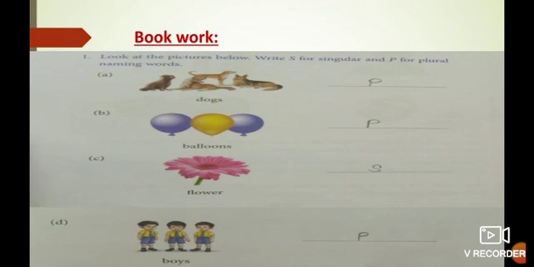See the first picture, dogs are there. You can see there are 4 dogs. So naturally it will be plural. Again balloons. Again 1, 2, 3. 3 balloons are there. So it's plural. Now flower. We can see only one flower is there. So it's singular. Next is boys. Again 3 boys are there. So we'll write P. So wherever there is singular, you have to write S. Wherever there are plurals, you have to write P.